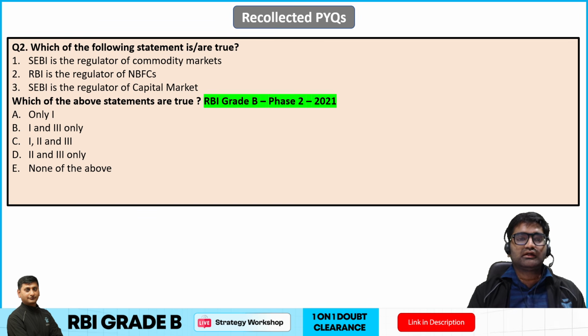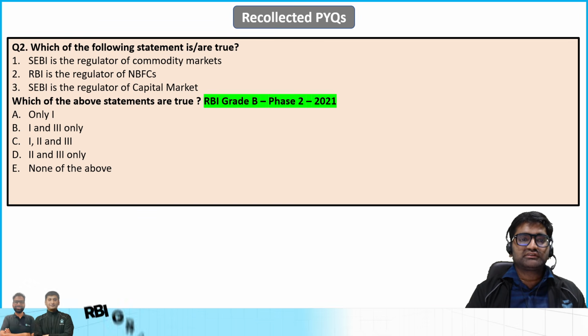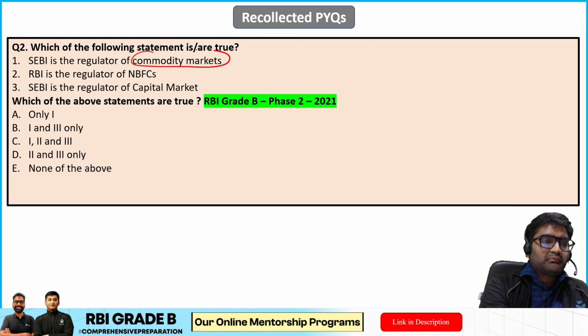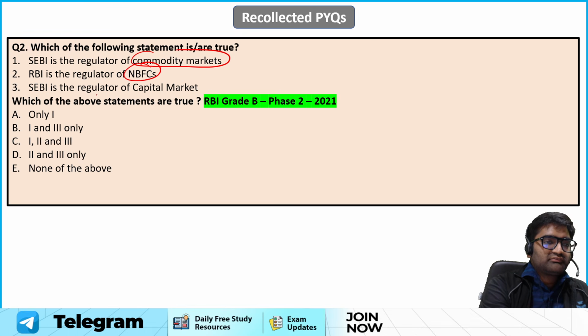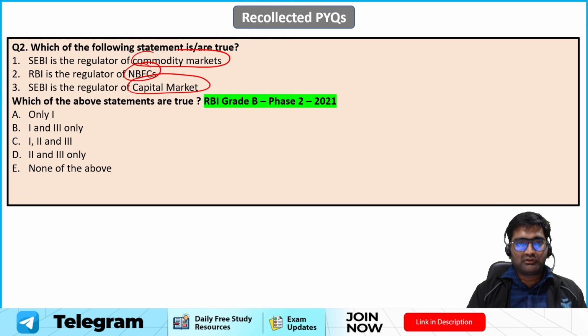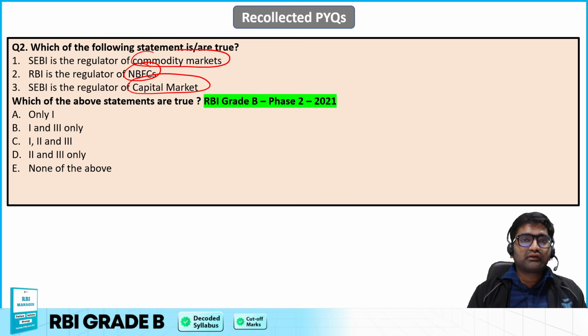Clear? Now moving ahead, if we talk about this question: which of the following statements is or are true? SEBI is the regulator of commodity markets, RBI is the regulator of NBFCs, SEBI is the regulator of capital markets. So which of these statements is absolutely true? You should be knowing about the regulators also.